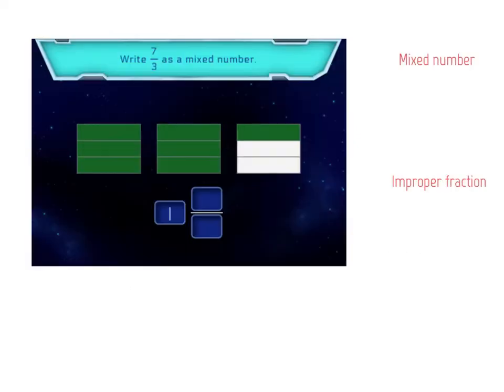Another example, we have in this case 7/3. You should notice right away that 7/3 is an improper fraction. So I'm going to write improper fraction is 7/3.